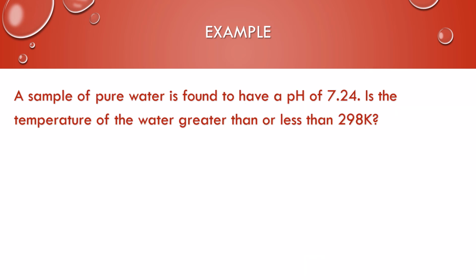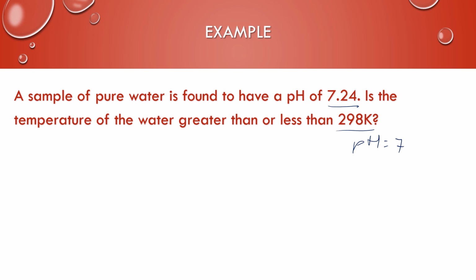Okay, a sample of pure water is found to have a pH of 7.24. Is the temperature of the water greater than or less than 298 Kelvin? Well, at 298 Kelvin, we know that the pH of pure water is 7. As the temperature increases, more of the water dissociates. If more water is dissociating into ions, then you are going to have a lower pH value because you're getting more of those hydrogen ions. So at a higher pH, less of it must have dissociated into ions. So the temperature must be colder.